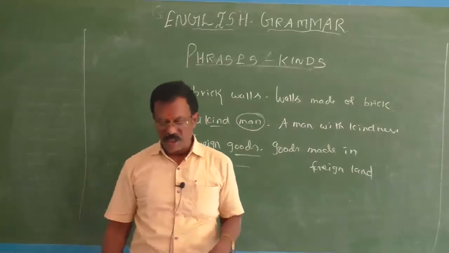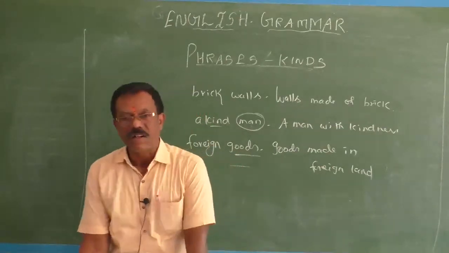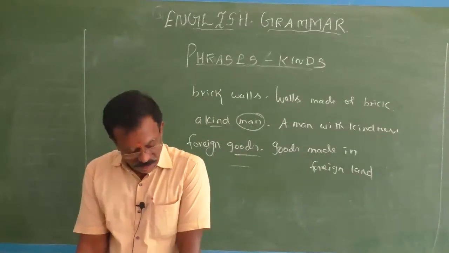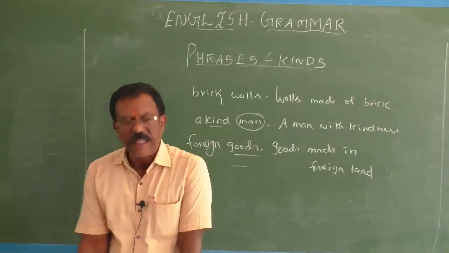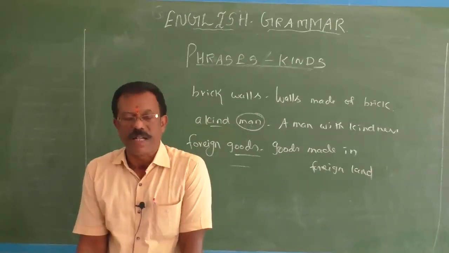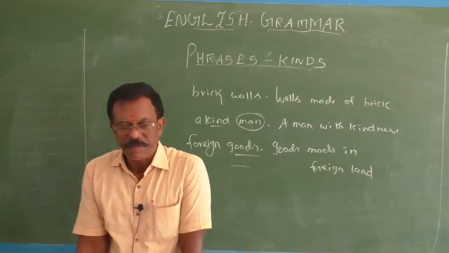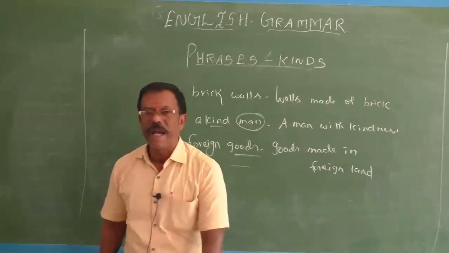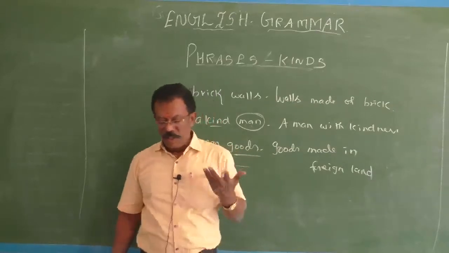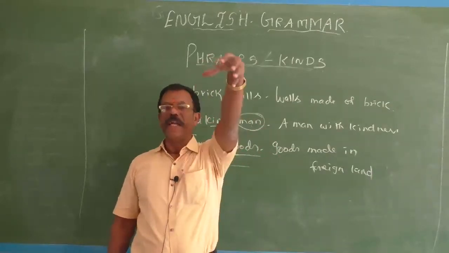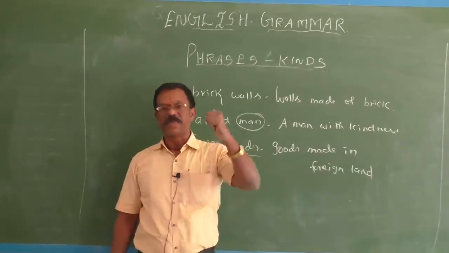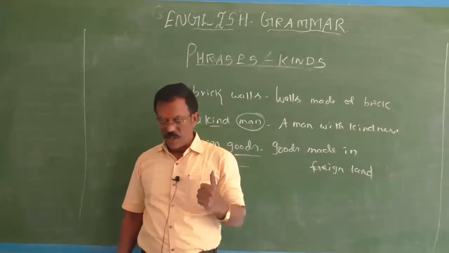An experienced doctor. How can you say it? A doctor with good experience. A wise man. How can you say it as an adjective phrase? A man with wisdom. Woolen clothes, clothes made of wool. It is a responsible job. It is a job with a responsibility.